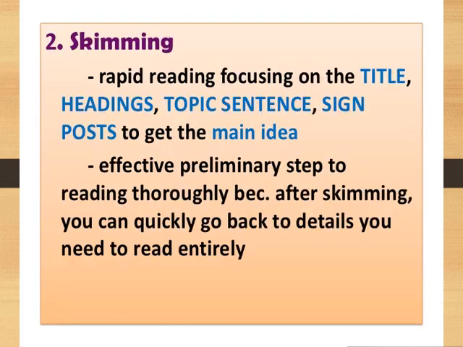I hope it's clear. Then the second thing, or you can say basically this is the first step that we do, but it's not always in sequence, is skimming. Rapid reading focuses on the title, headings, topic, and signposts to get the main idea. For example, you go to the library, you pick up any book, and then you see the title and the headings and topics, and quickly, in order to find out whether this book will be helpful to you or not, you're not actually reading it.